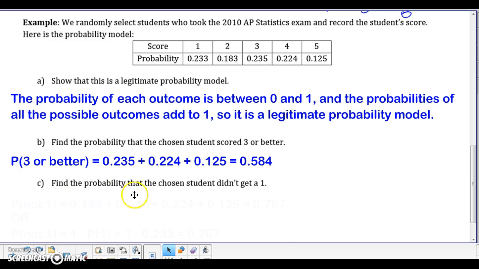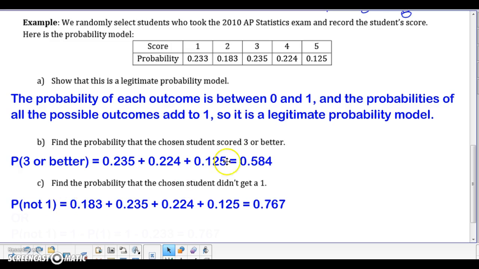Finally, find the probability the chosen student didn't get a 1. There are two ways to think about this. One is to say the people who didn't get a 1 are the people who got 2s, 3s, 4s, and 5s. I can find that by adding together these numbers, which is correct. You can find the probability of not getting a 1 by adding together the probabilities of getting a 2, 3, 4, and a 5, so I get a total of 0.767.